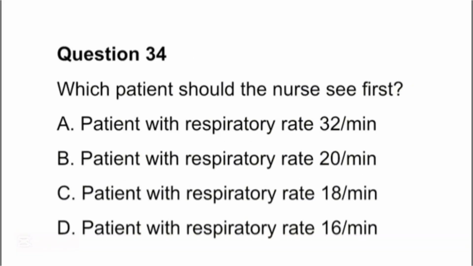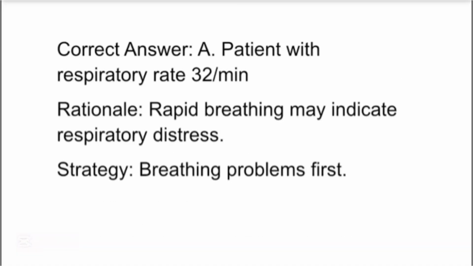Question 34. Which patient should the nurse see first? A. Patient with respiratory rate 32 per minute. B. Patient with respiratory rate 20 per minute. C. Patient with respiratory rate 18 per minute. D. Patient with respiratory rate 16 per minute. Correct answer: A. Patient with respiratory rate 32 per minute. Rationale: rapid breathing may indicate respiratory distress.